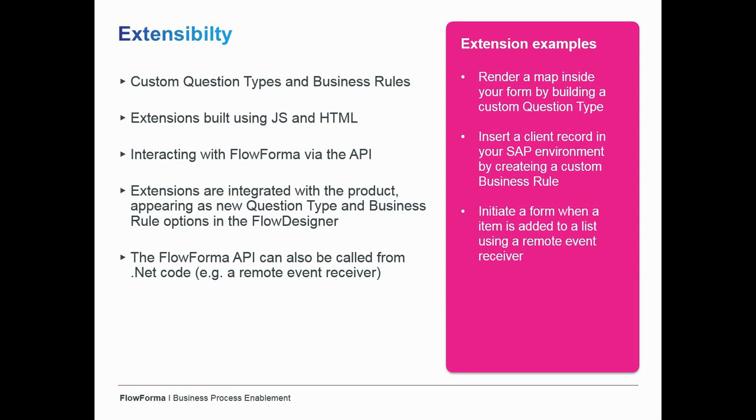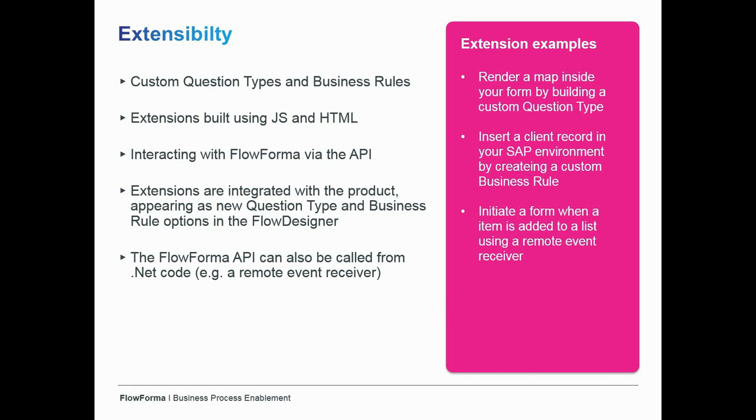FlowForma provides a great deal out of the box, however the product is designed to be extensible. New question types and business rules can be constructed to fill any gaps between FlowForma out-of-the-box functionality and the business requirements. Extensions can be constructed using JavaScript and HTML, which interact with the FlowForma API, passing information between the outside world and the FlowForma form.